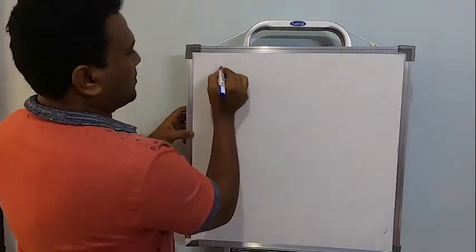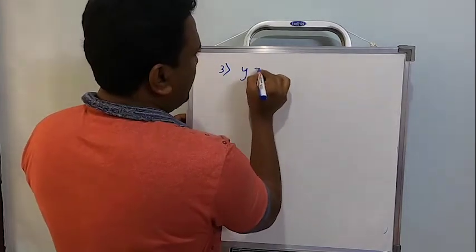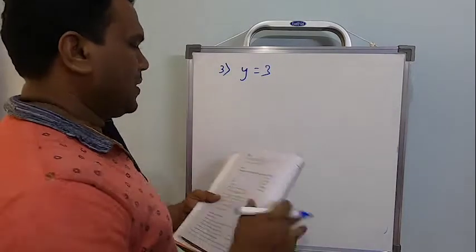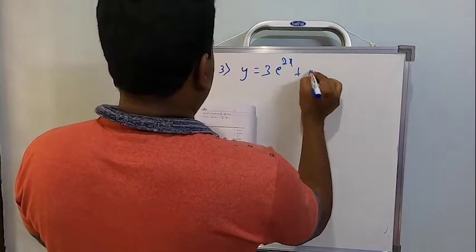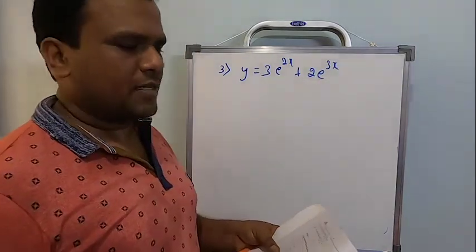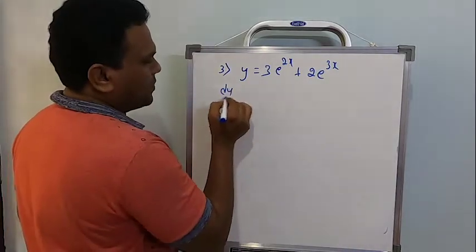Problem number 3 is given by, it's again a show that problem. If y is equal to 3 multiplied by e power 2x plus 2 multiplied by e power 3x, then prove that. Some conditions are given, so we need to prove that. Let's see this one. So let's differentiate for the first time.